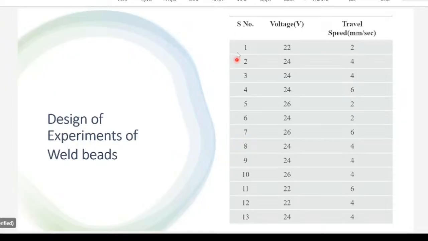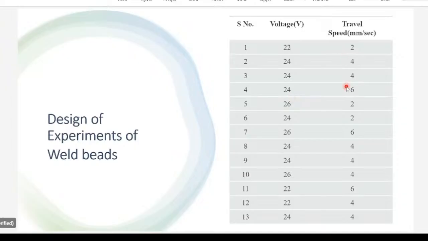So with this thing, this is some MTech student work. So he has done, sorry, BTech work they have made. So this is the three levels he has made and three levels of travel speed.